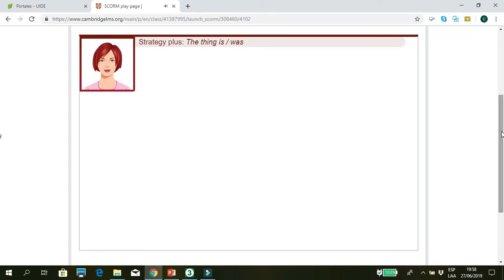Strategy plus. The thing is, or was. You can use the thing is, or was, to introduce ideas. Use the thing is, or was, to identify a key issue.